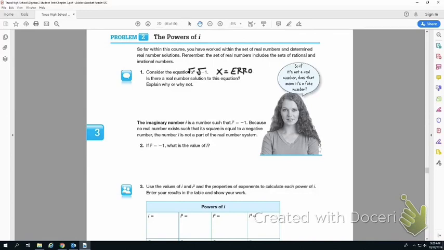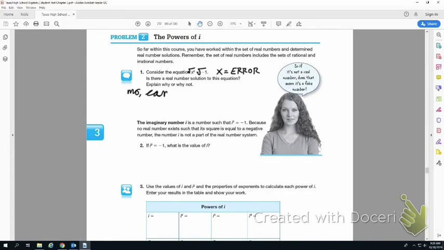Okay, non-real answer. Thank you for saying that part. So if it is non-real, then the answer is going to be what we're going to consider imaginary. So on the question it says, is there a real answer? Obviously it said no. And then it says, explain your answer.